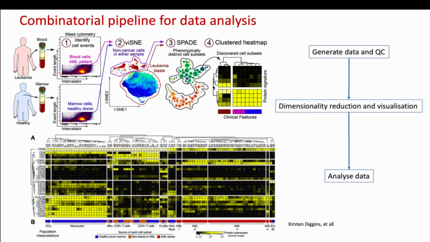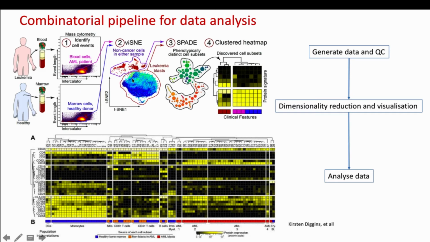Okay, thanks, Richard. So just to explain a bit further, this is the pipeline we used as published before, and these are the steps to generate data. And of course, rather than SPADE, you can use other clustering methods like FlowSOM or another clustering method. The important thing is to have a combinatorial approach for this data analysis.